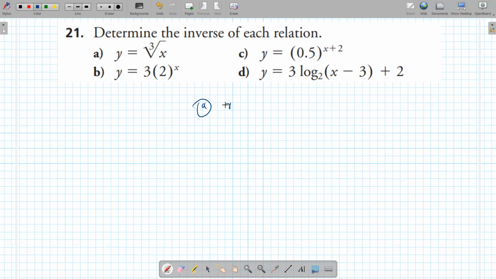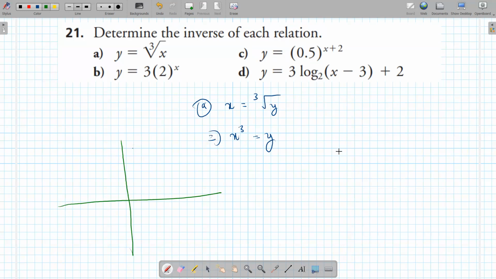Again, step number 1 is just interchange them. So y becomes x, cube root of y. How do we solve this for y? We need to do something on both sides. Yeah, you cube both sides. So you get x cubed equals y. And that's it. This is your inverse. That makes sense?